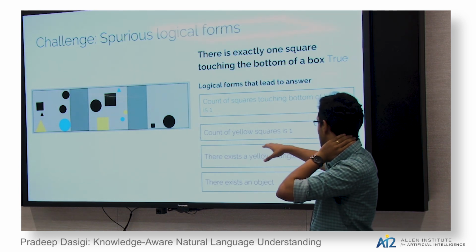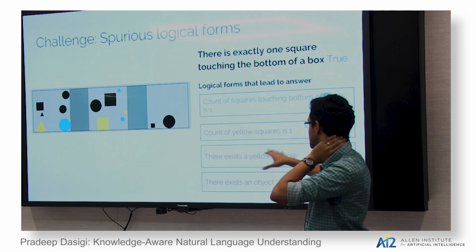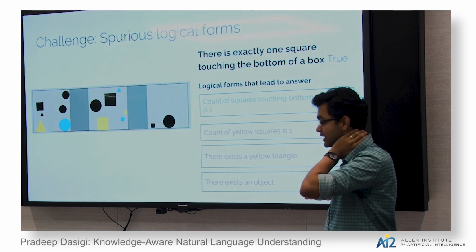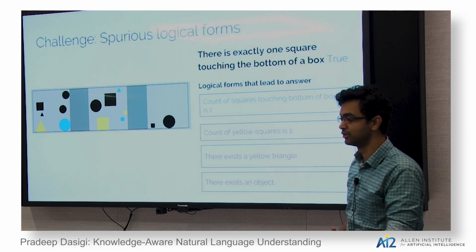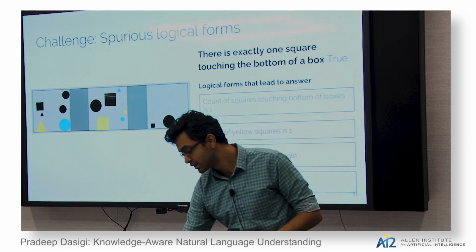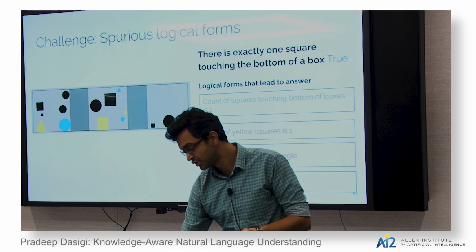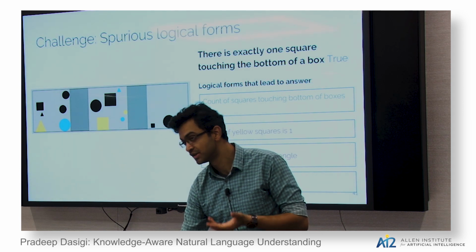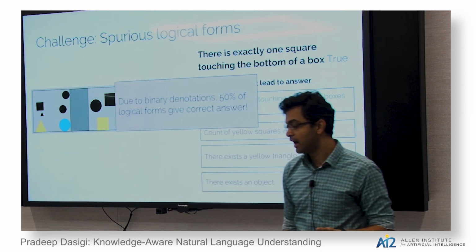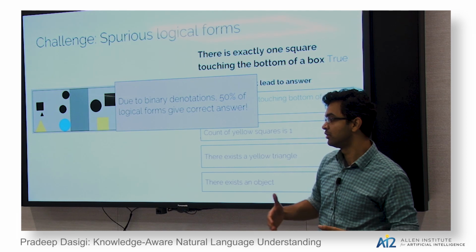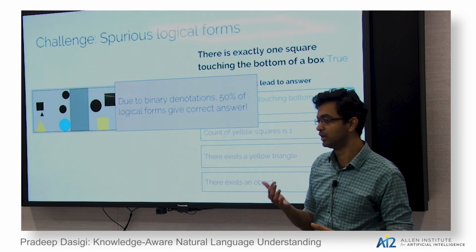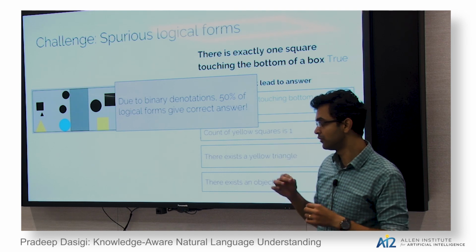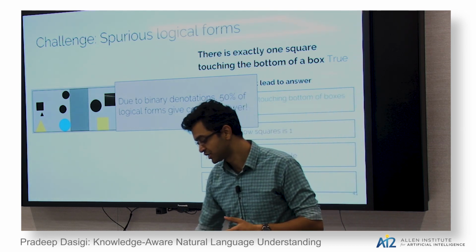So the second one says count of the yellow squares is 1, which is true, and so on. And the extreme case is that it says that there exists an object, which is true. As you can see, in this case, the problem of spuriousness is even more serious because the answers are binary. In fact, when you sample random logical forms, they have a 50% chance of giving the right answer, but only a few of them are actually correct.